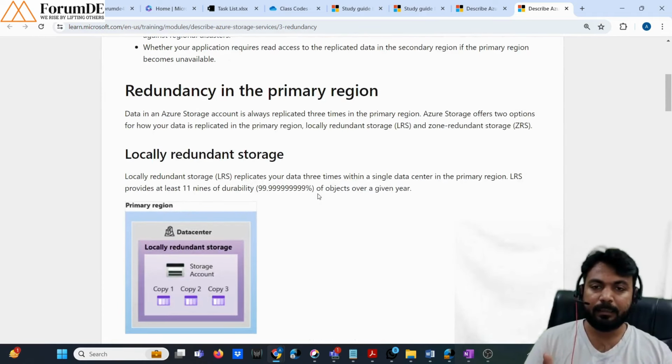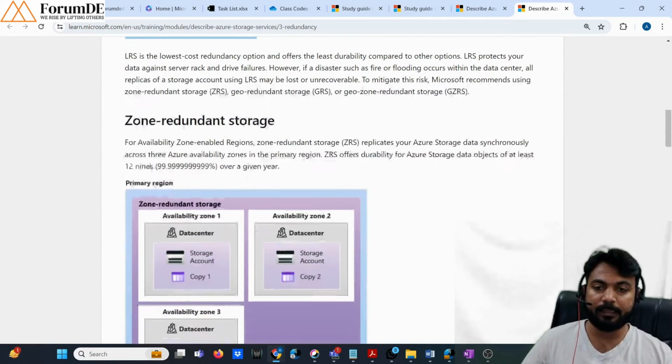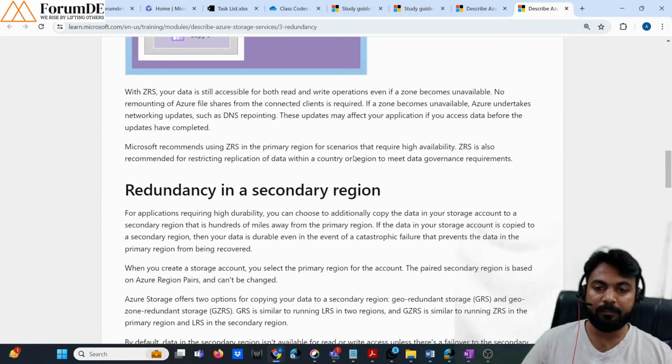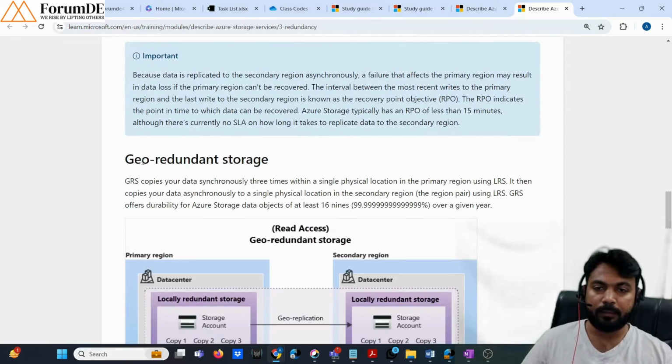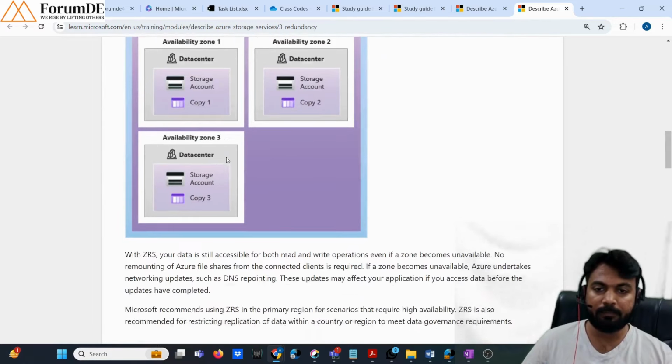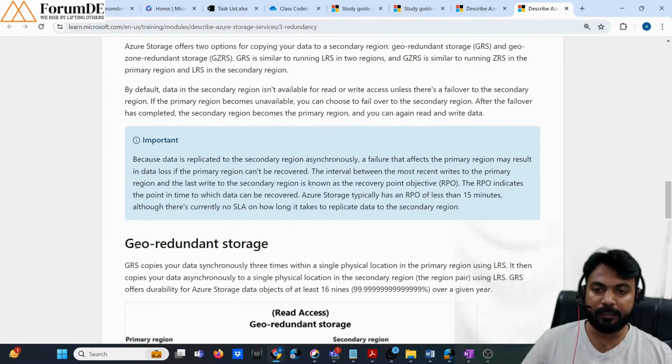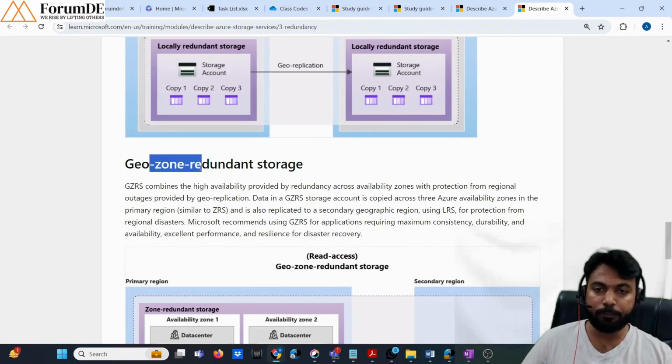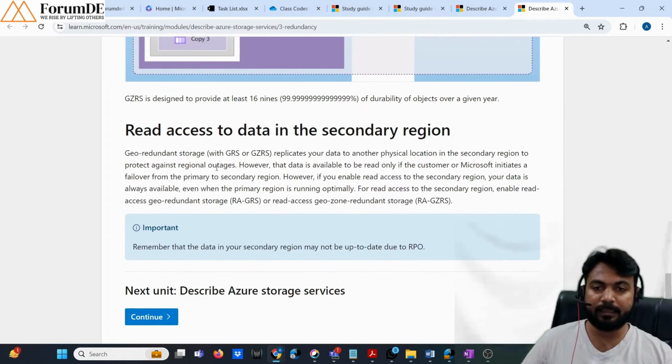So basically, redundancy in Azure has been divided into these parts. Locally redundant storage, in short also called LRS. Another one is Zone-Redundant storage, in short also called ZRS. Then we have Geo-Redundant storage. And the last one is Geo-Zone Redundant Storage. One more is there, called read access to data in the secondary region. This is a little bit different.